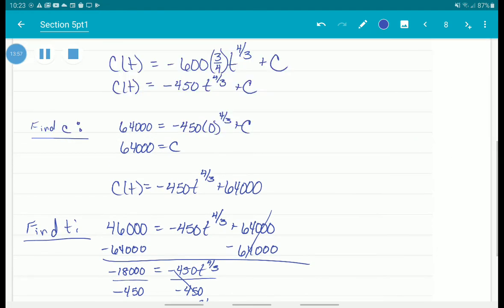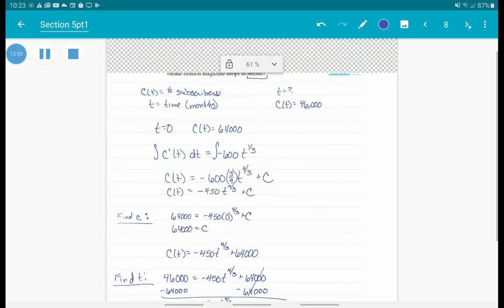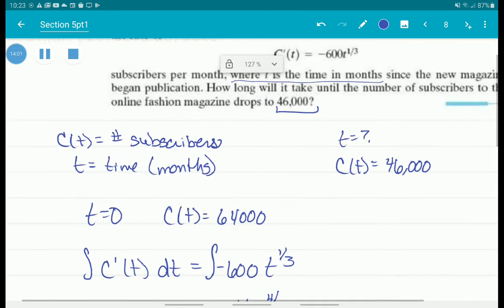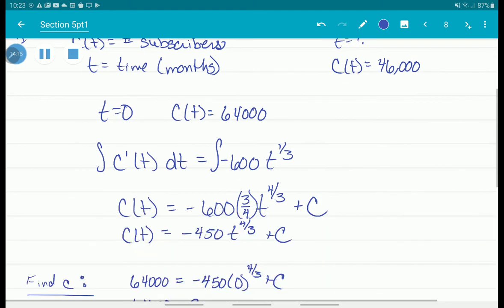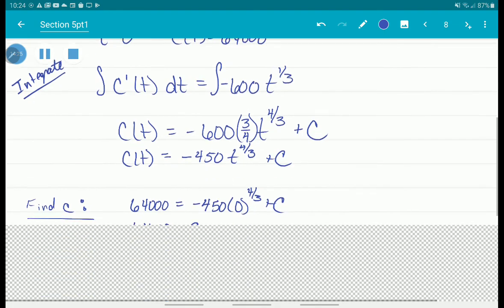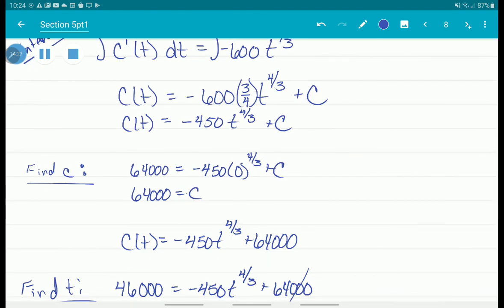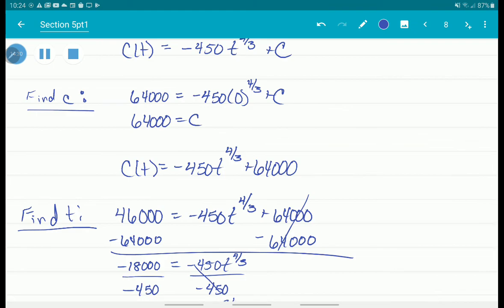So if we go back and we analyze what kind of steps we did to solve this problem, our first step was to identify all the variables and info, including that initial condition. And then what we did was integrate. Integrating gave us this function, which we could solve for C. So we found C. And then we had to solve, in this case, for t.